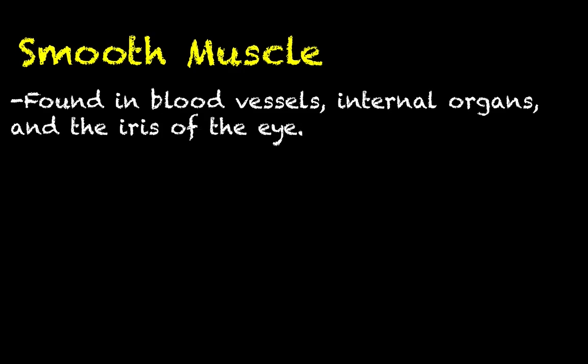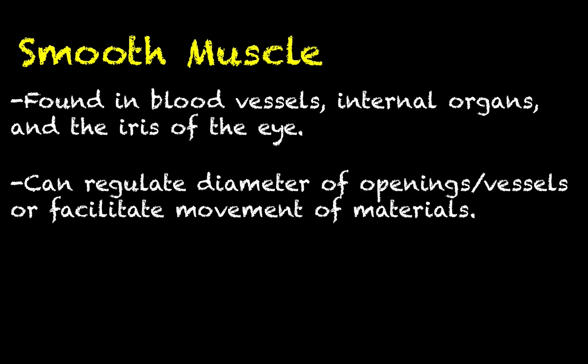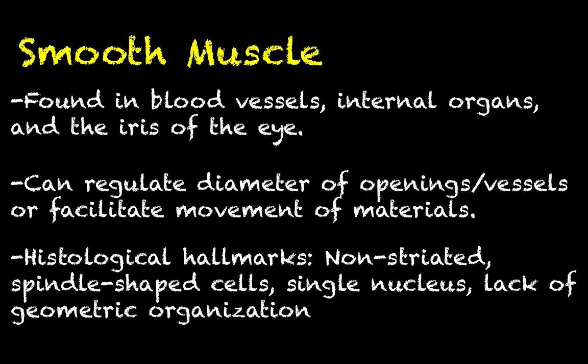Finally, moving on to smooth muscle, it tends to be found in blood vessels, internal organs, and in the iris of the eye. When smooth muscle contracts and relaxes, it can regulate the diameter of circular openings like the iris of the eye, blood vessels, and entryways into different parts of the digestive tract, or it can facilitate movement of materials. A lot of the smooth muscle that you find in your GI tract, your esophagus, and other places produce waves of what is called peristalsis that helps to push digested materials along in one particular direction.